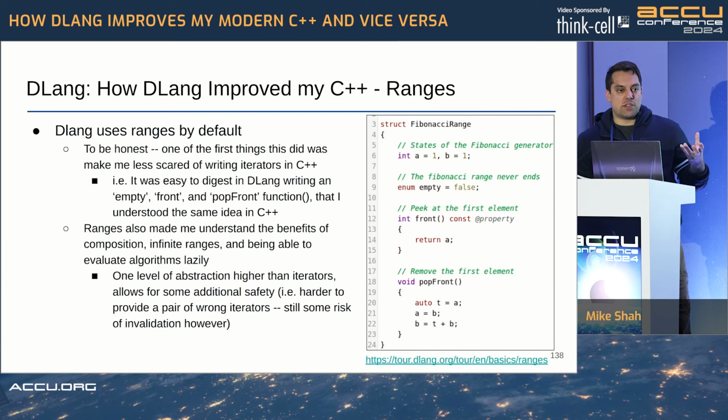And then it also made me appreciate some of these benefits, as we mentioned in the questions about infinite ranges and handling and evaluating algorithms lazily with ranges. Generally speaking, ranges are going to be a little bit more safe. It's less likely you pass in two invalid iterators or two pairs that don't match. Again, you can still get iterator invalidation with ranges in both languages, but it's just a little bit harder.